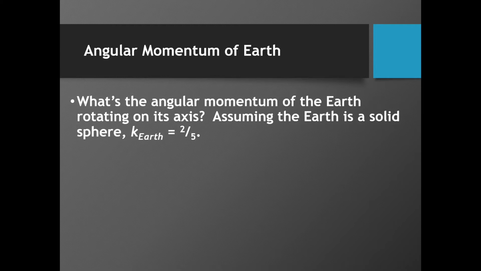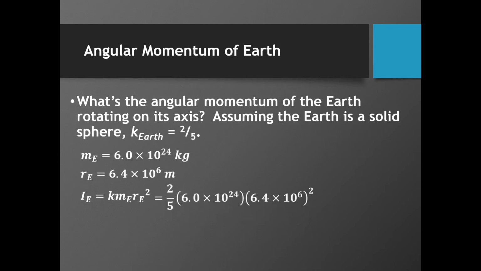So we're just talking about the Earth as it's spinning in place. What is its moment of inertia, and then what's going to be its angular momentum? All right, so first off, a k value of the Earth we're going to assume is 2/5. We're just assuming it's a solid sphere. It's really not. It's not an equal density all the way through, but just for the simplicity of this problem, we'll say it's 2/5.